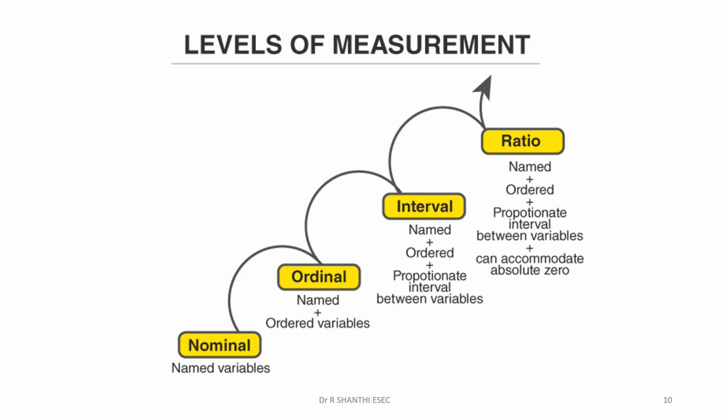Next, let us go for ratio, where it is named, it is ordered, it will have interval, and it will have absolute 0. For example, if it is 0 kg, it means nothing is there. So it will have absolute 0 value. 0 income means he doesn't get any income. Right? So that is ratio scale where you can do all sorts of analysis.